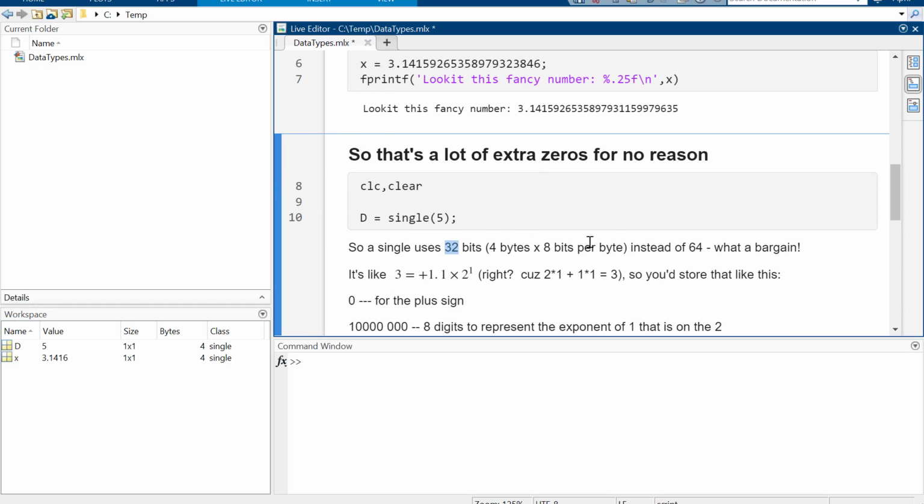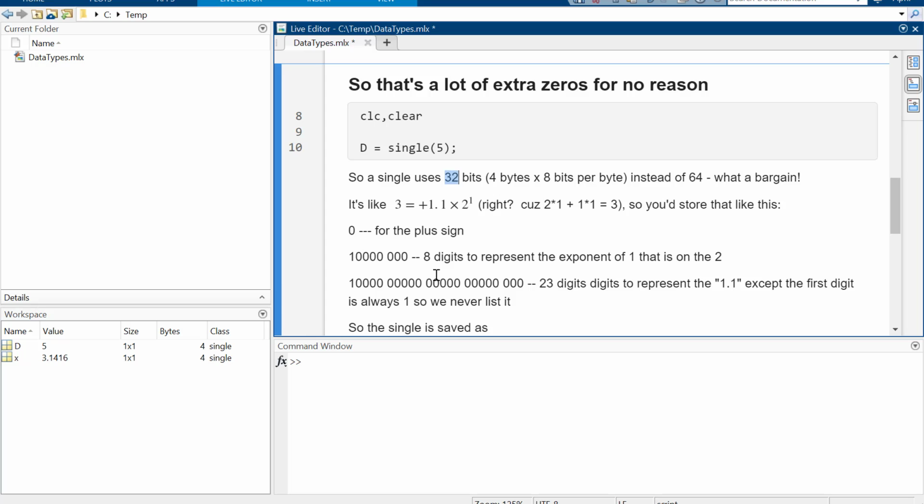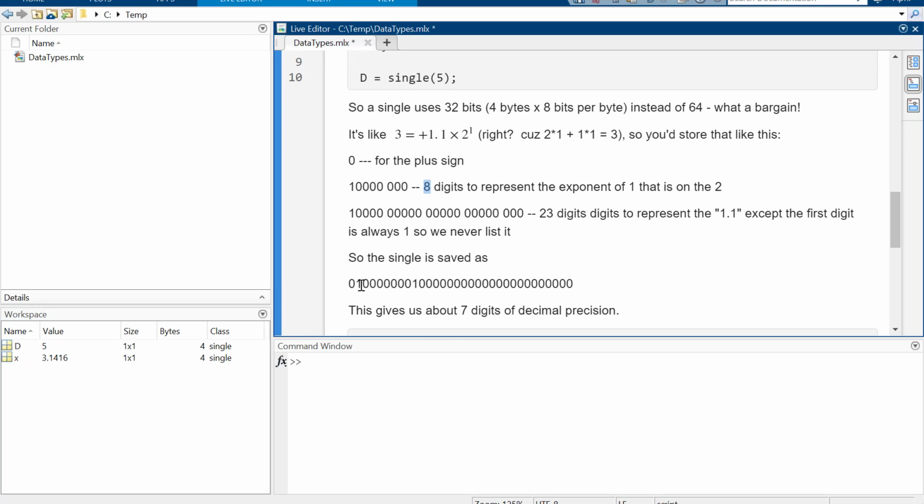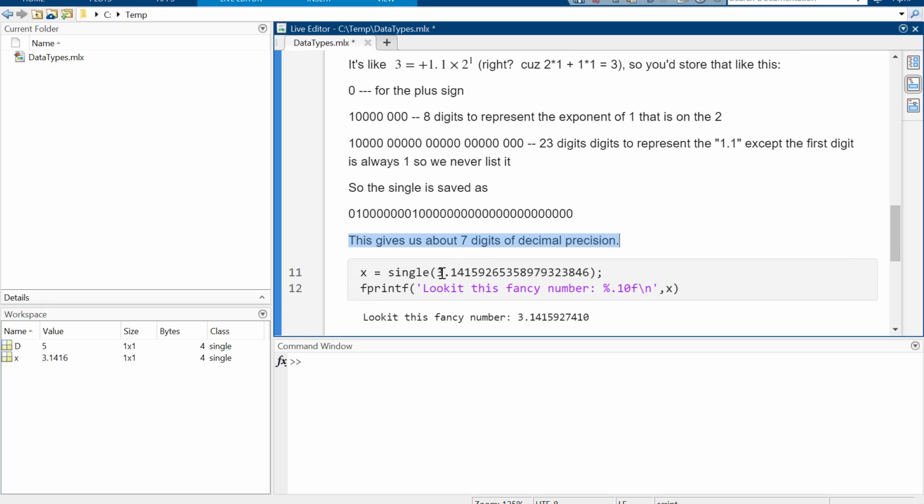So it's still the same, except there's only 8 digits and then 23. So this is what your number looks like. Now, this is half the size, but it gives us less than half of the decimal precision. This is kind of a big deal. We said we got about 16, 17, 18 decimal digits of precision with a double, but we get less than half of that with a single.